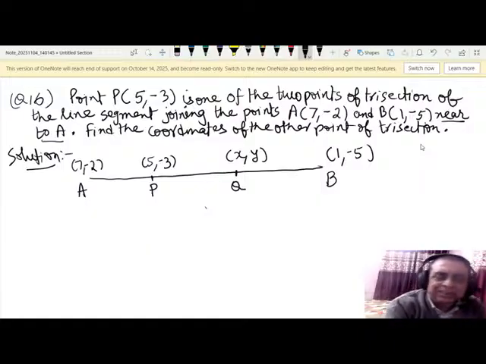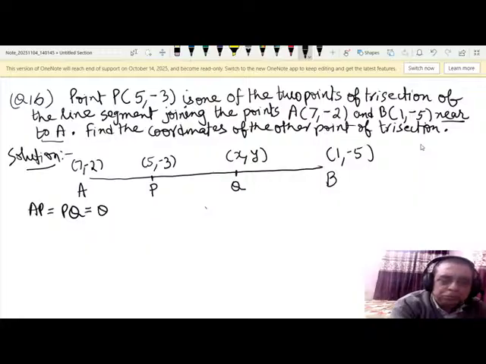Now trisection means that these points P and Q are dividing the line segment into three equal parts. So it means AP length is equal to PQ is equal to QB. All these three parts are equal in length. So AP, PQ and QB are all equal.